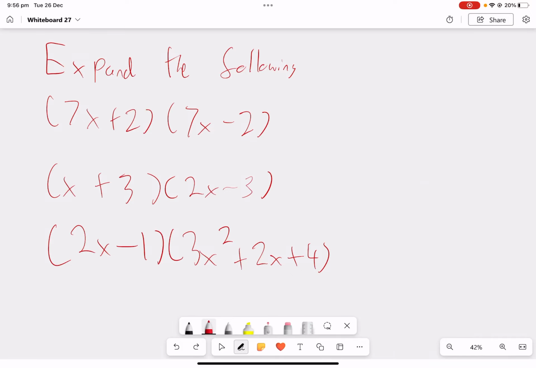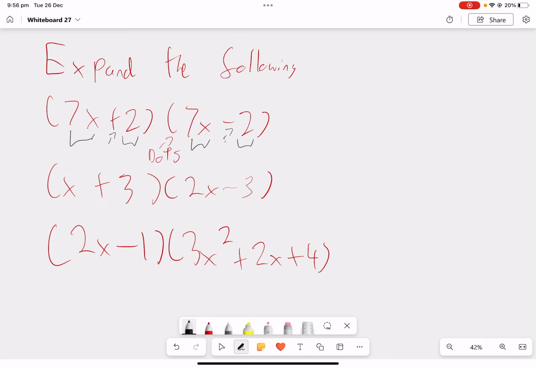Alright, let's go for a couple of expanding questions. So in the first one, we are able to recognize that it's a difference of two squares. How do we know if it's a difference of two squares? Because it has the exact same values here and here, here and here. The only difference is the plus and minus.